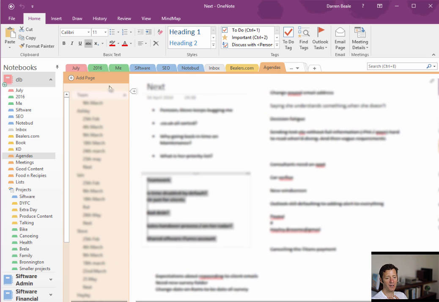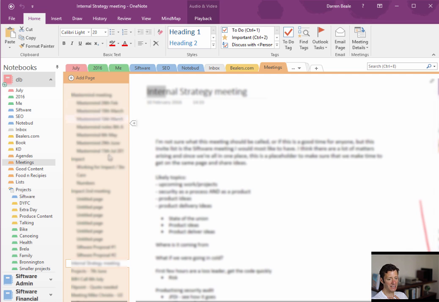Agendas: my team, other people I'm going to meet. I generally make notes as I'm thinking of them and pop them in there, so when I next meet with somebody, I've got those thoughts to hand. That's very GTD. Ditto meetings. These are meetings I've had with people, and the notes are here.